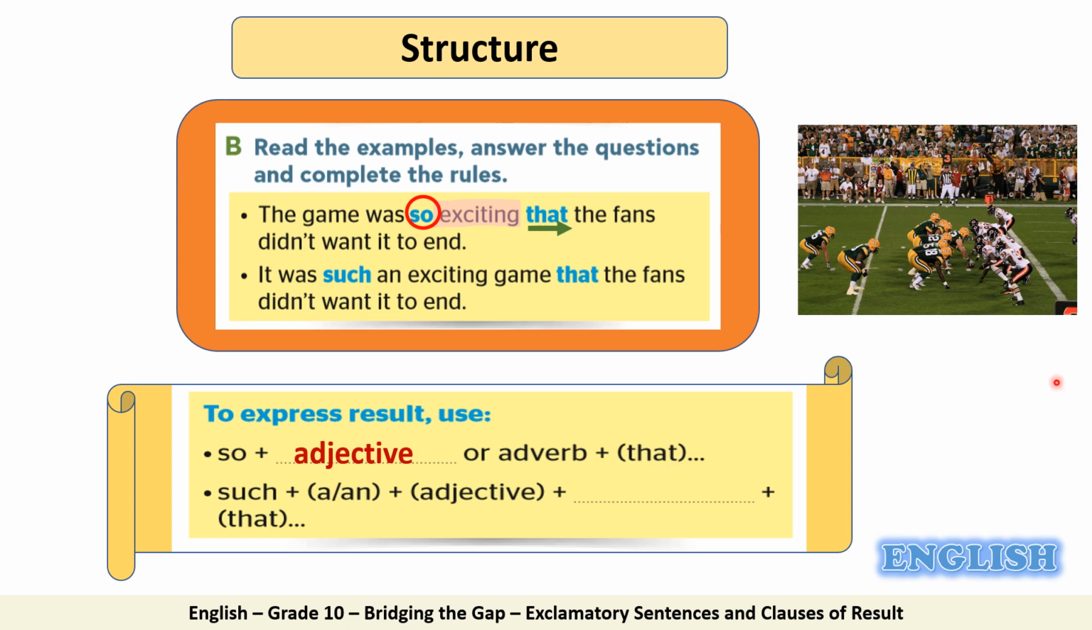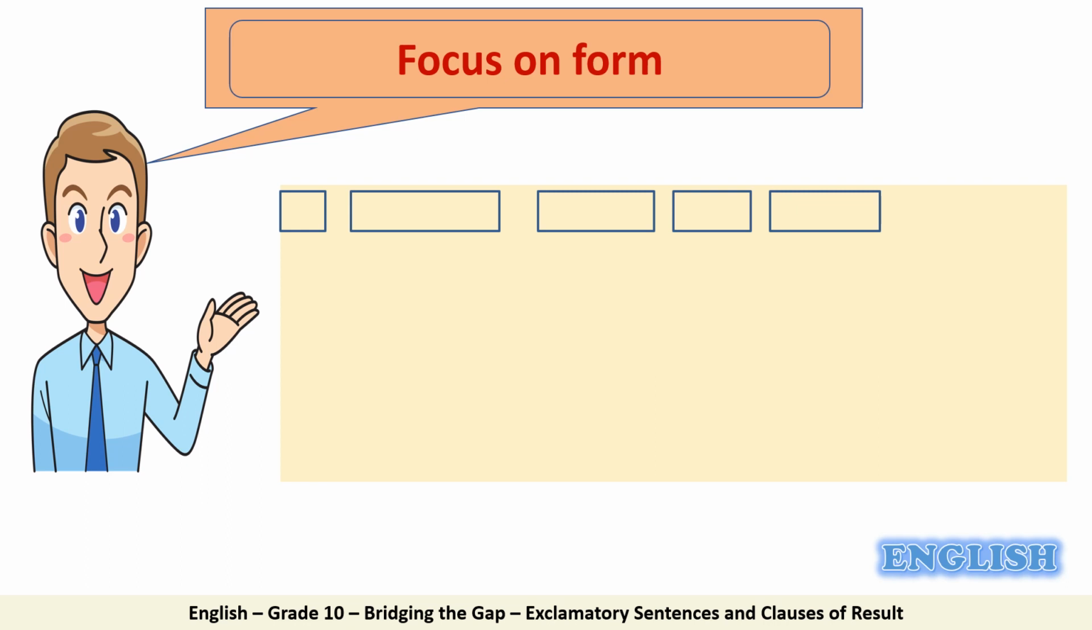In the second sentence, such is followed by an adjective plus noun. So we have the second rule: such plus a or an plus adjective plus noun and the that clause. Note that it can also have a noun without an adjective. So, to express clauses of result, we use the following structure. Now, let's go deeper to study the forms.